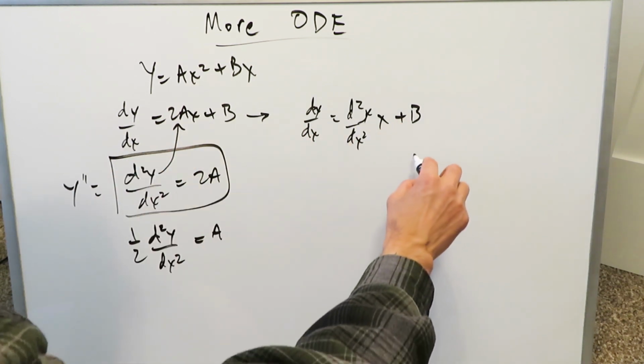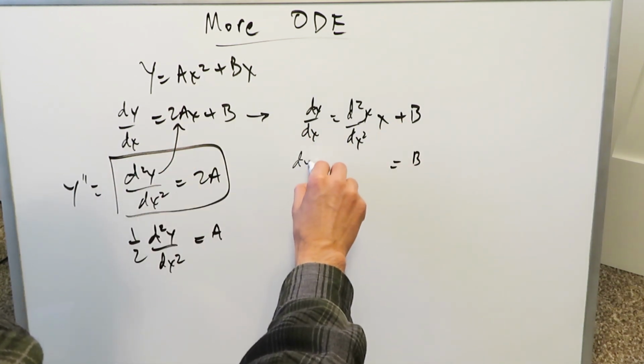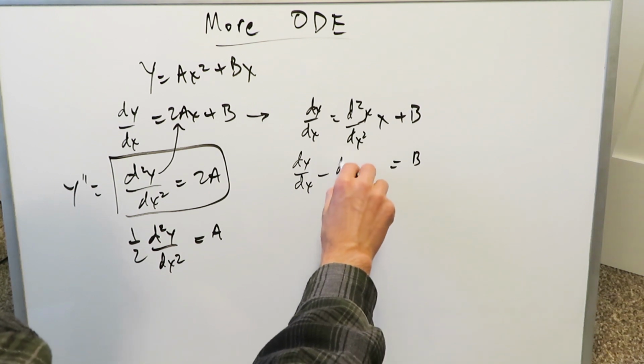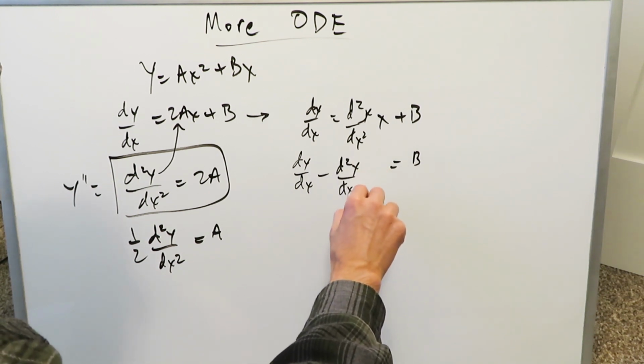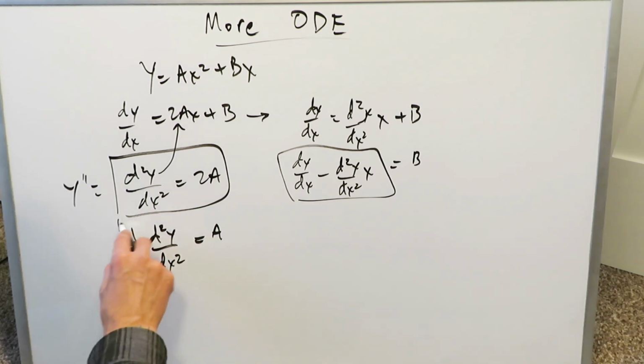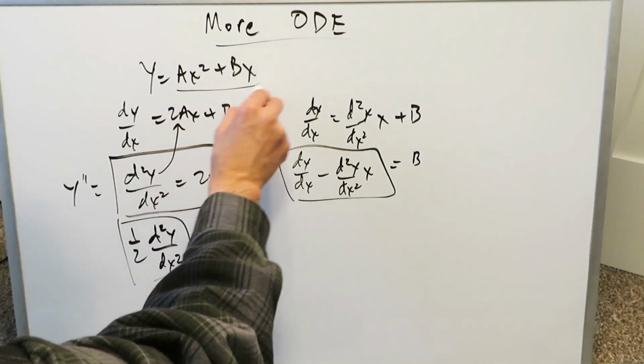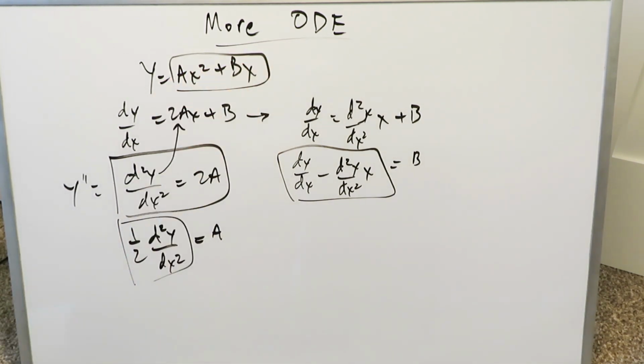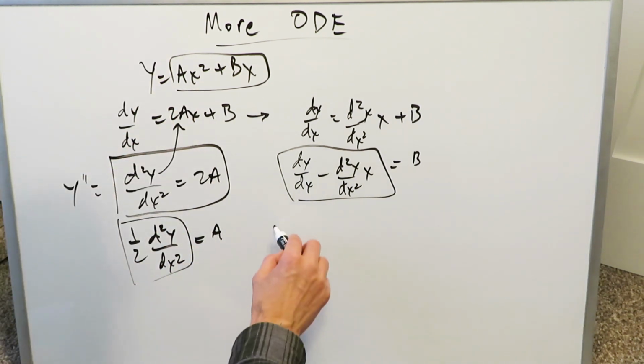And now I'm going to solve for b from here. b is equal to dy over dx minus d squared y over dx squared times x. Here is an item for b, here is an item for a, and these can all come right here in our original equation. When we do these two substitutions right over here, we'll eliminate the constants.